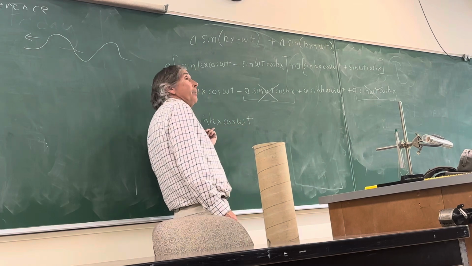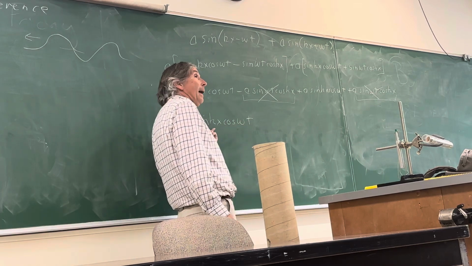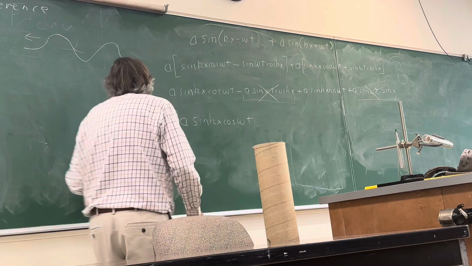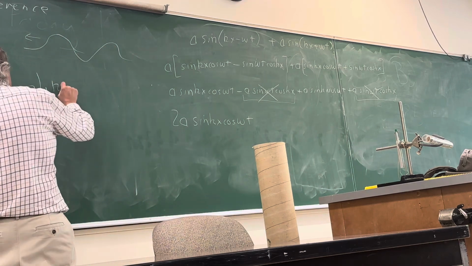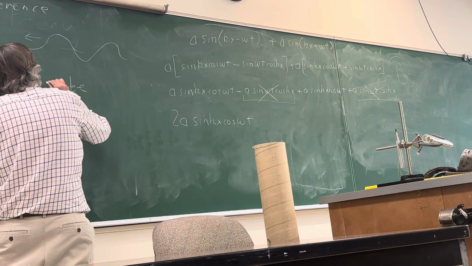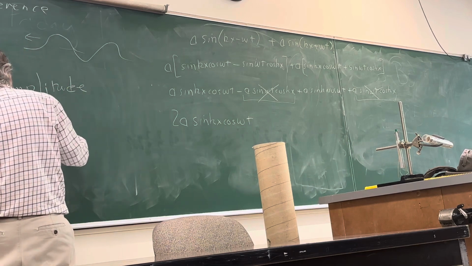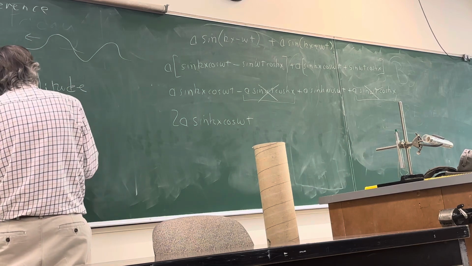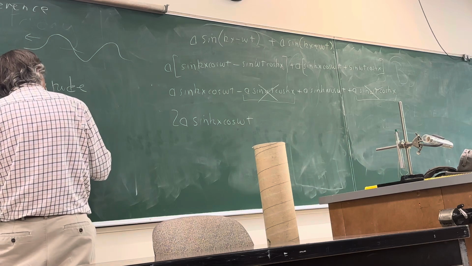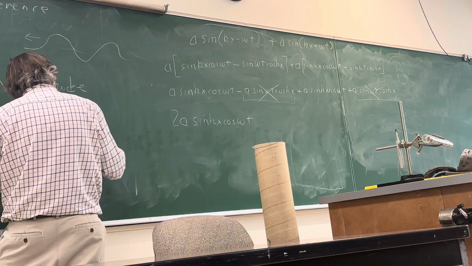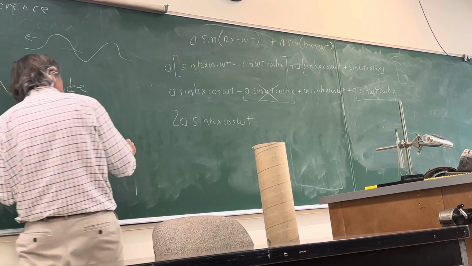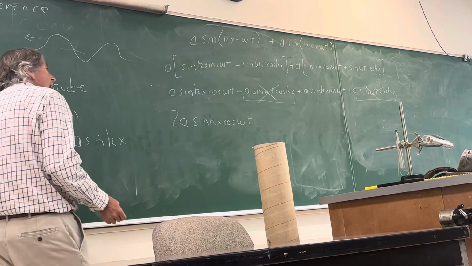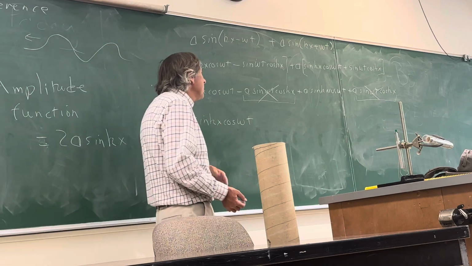This part's purely depending on position. This part's the amplitude function. They will say the amplitude function is 2 times the amplitude of an individual wave times the sine of k, remember k is the wave number now, not spring constant, times x like that. Which looks kind of weird. What happened to the omega t part?